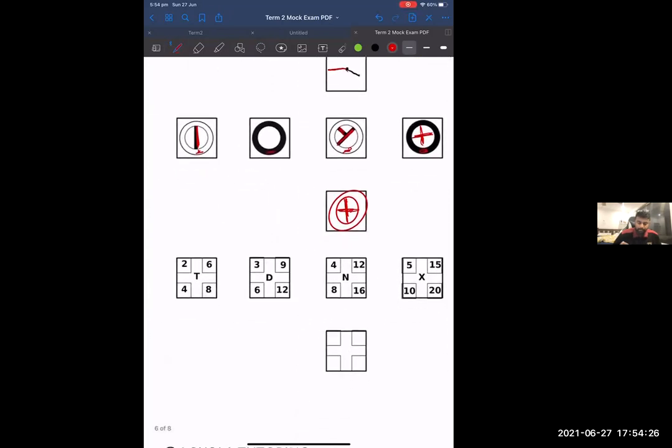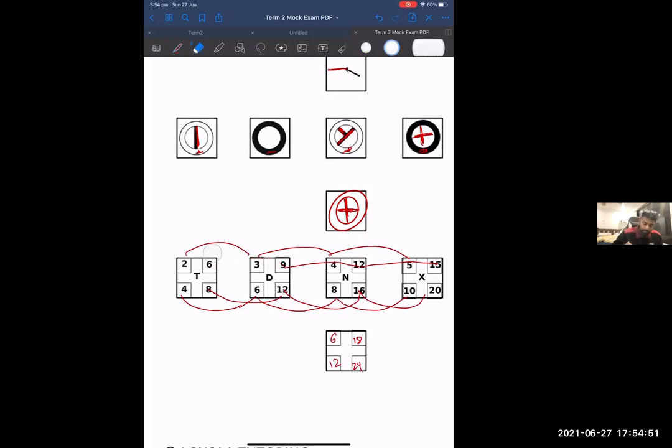This one: 2, 3, 4, 5, 6. Plus 2, plus 2, plus 2, 12. Plus 3, plus 3, plus 3, 18. Plus 4, plus 4, plus 4, 24. Now here's the kicker. Here's the annoying one. Did anyone figure out the middle letter one?